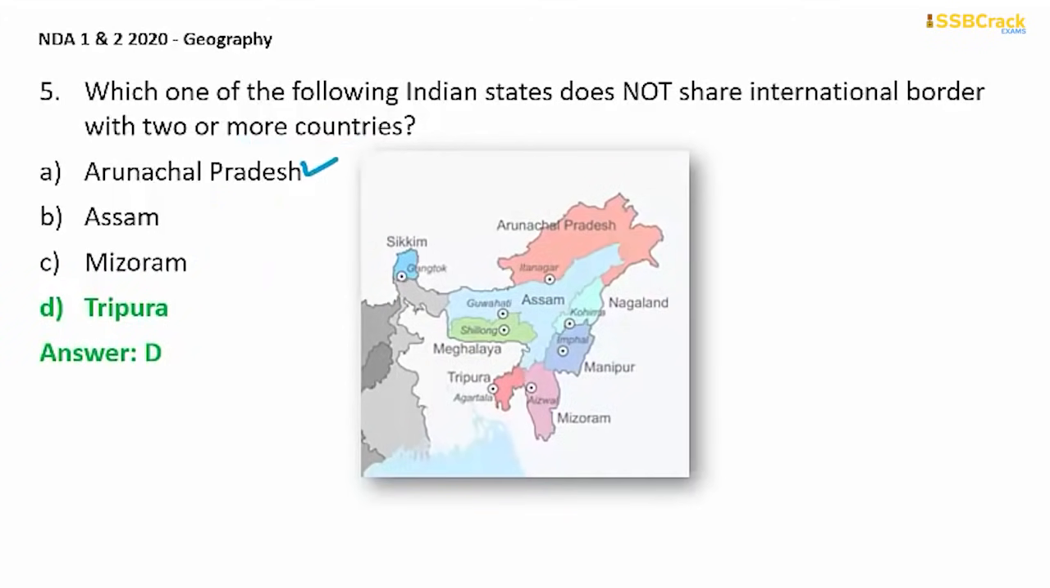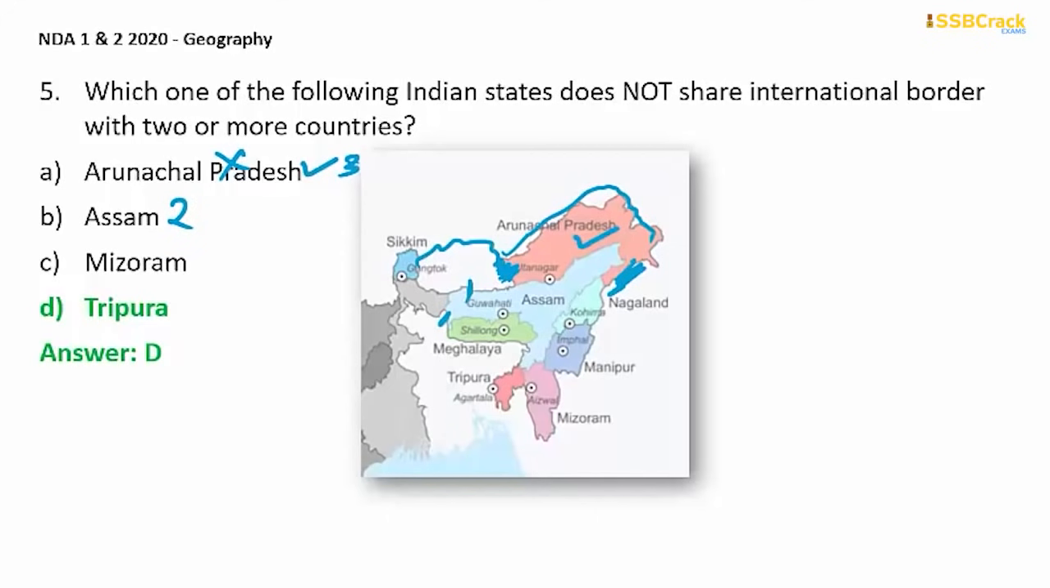So if you see Arunachal Pradesh, this is Arunachal Pradesh. It shares its international boundaries with Bhutan over here in this region, then China on the rest part, and then Myanmar on this part. So this is not true, because for Arunachal Pradesh, the number is 3. So this is not the right option. Then let's check it for Assam as well. Assam shares its boundaries with Bangladesh over here, and then Bhutan over here, although it does not share any boundary with either Myanmar or China, but still it shares its boundaries with two countries.